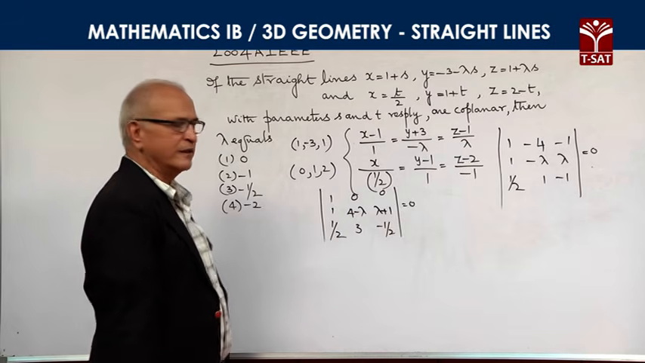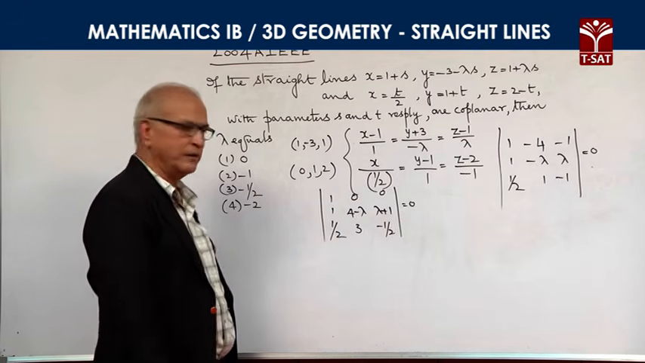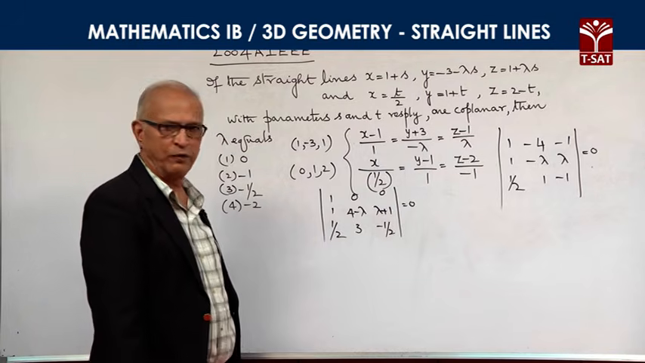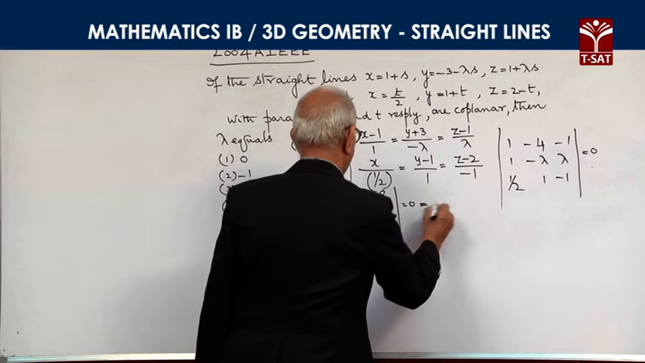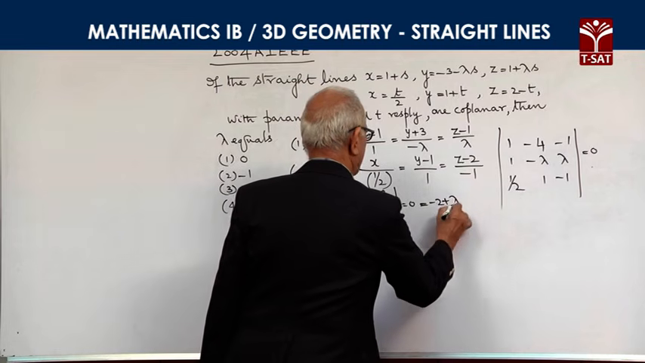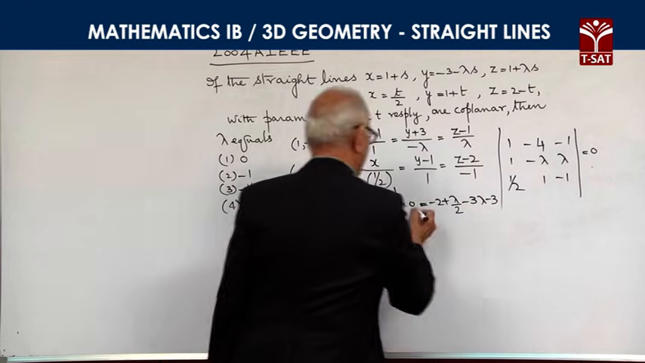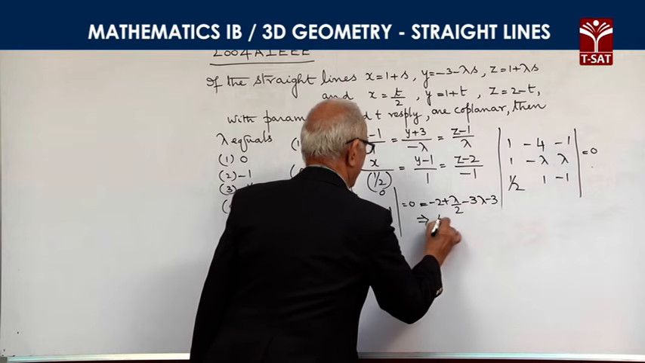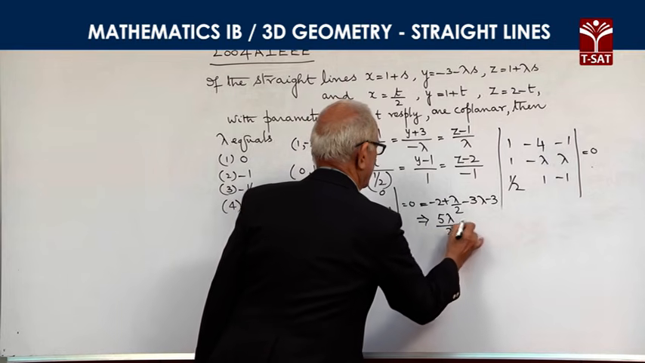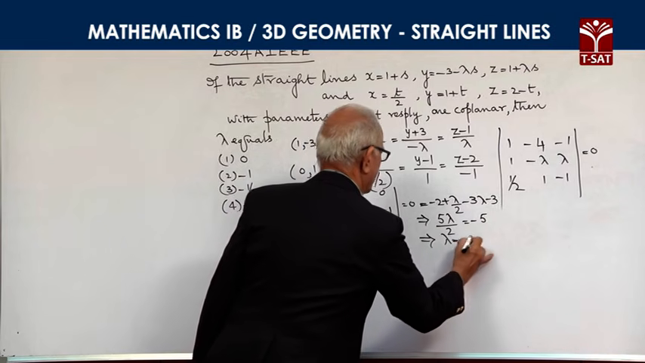By expanding the determinant in terms of the elements of the first row, cofactor expansion using the elements of the first row, you can write only the cofactor of 1, which is minus 2 plus lambda by 2, minus 3 lambda minus 3, that is equal to 0. This means 5 lambda by 2 is equal to minus 5. That gives lambda equal to minus 2.